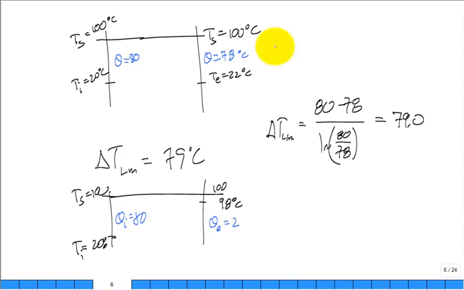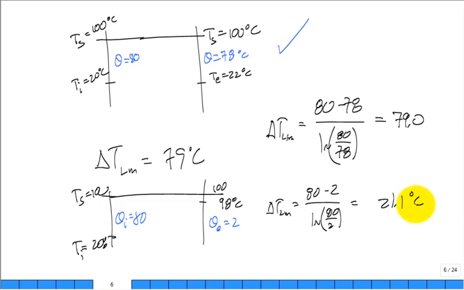That's why we use the log mean temperature difference. In the first case, you could have just said, oh, that average makes sense. But here's the log mean. What does that turn out to be? Delta T log mean is 80 minus 2 divided by the natural log of 80 over 2. That's 21.1 degrees C. And the math works itself out. The log mean temperature difference accounts for that exponential profile in the temperature. Okay.